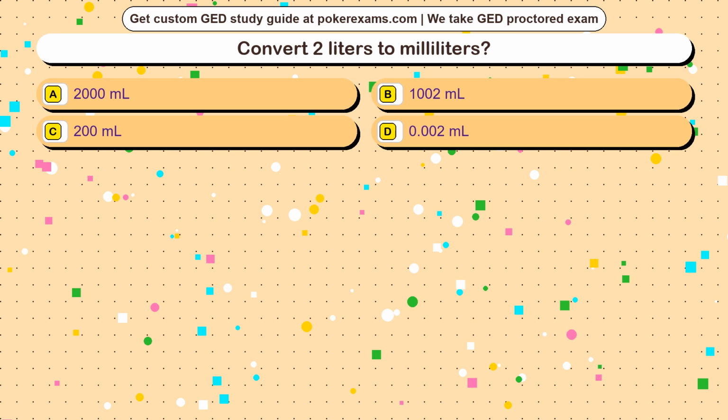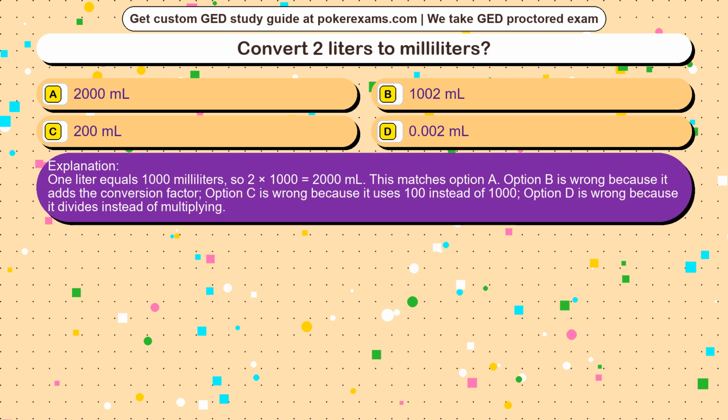The correct answer is option A. 1 liter equals 1000 milliliters, so 2 times 1000 equals 2000 ml. This matches option A. Option B is wrong because it adds the conversion factor. Option C is wrong because it uses 100 instead of 1000. Option D is wrong because it divides instead of multiplying.